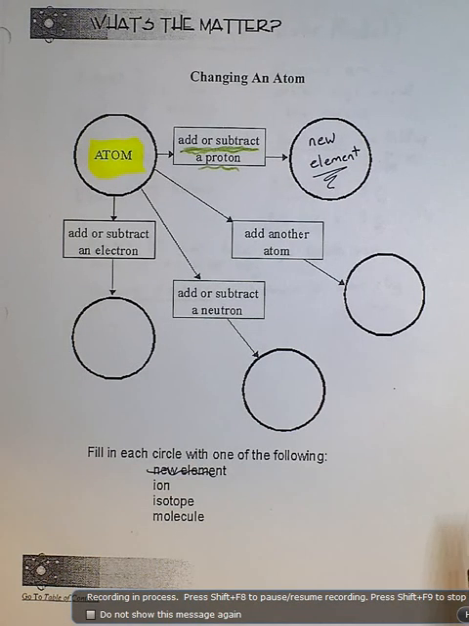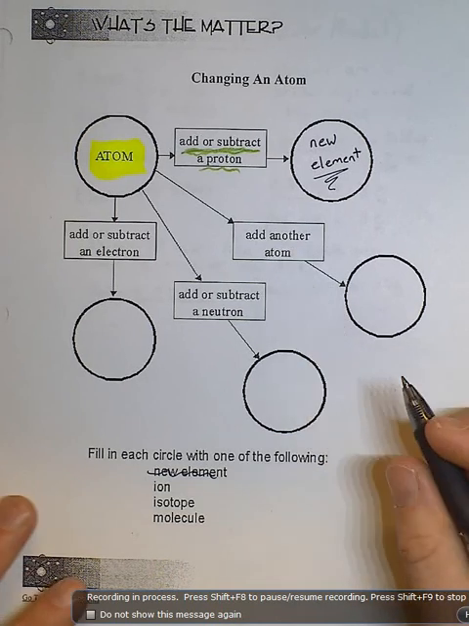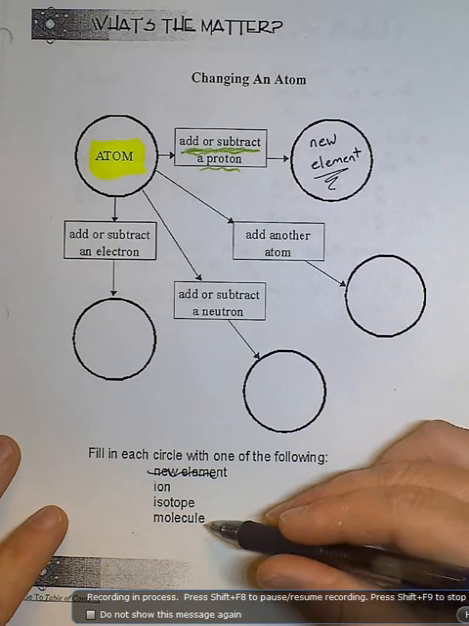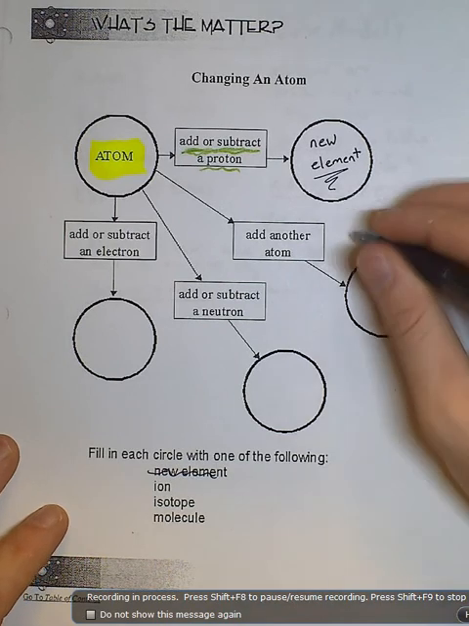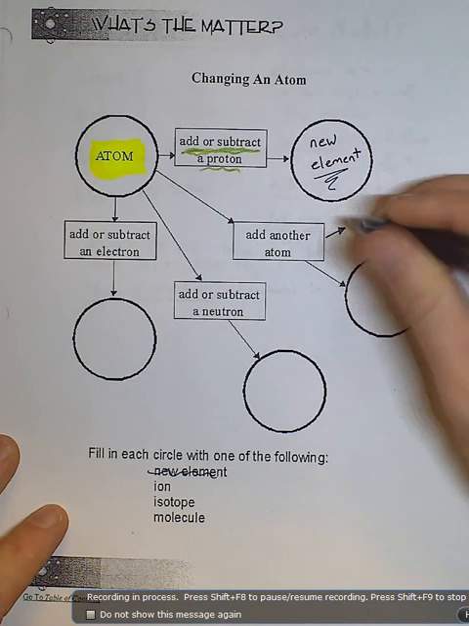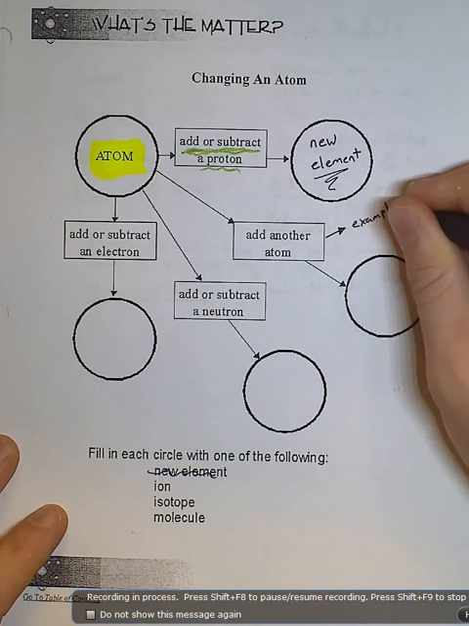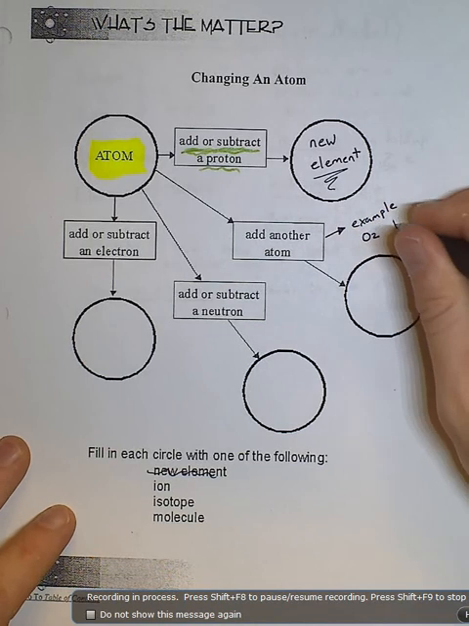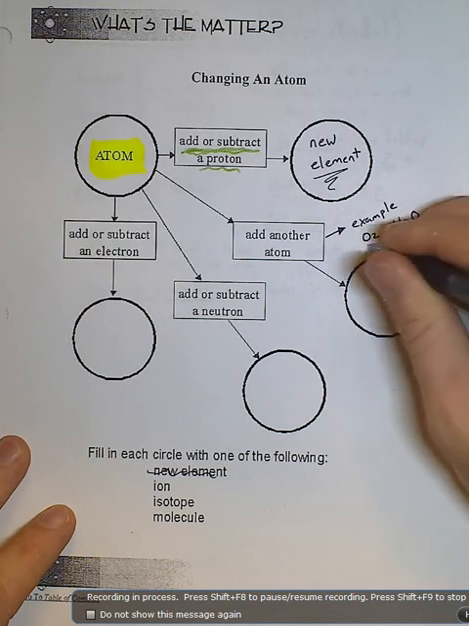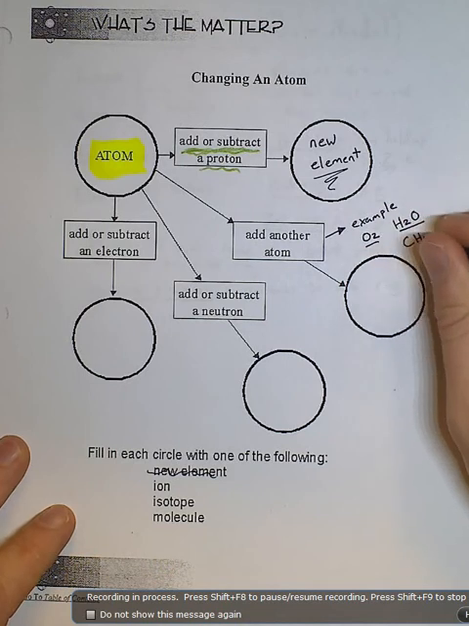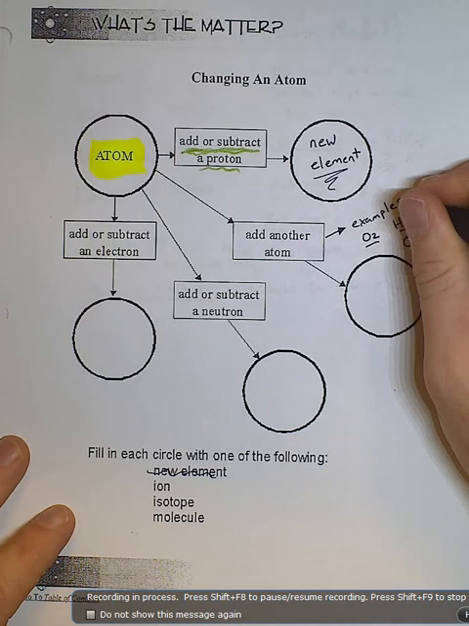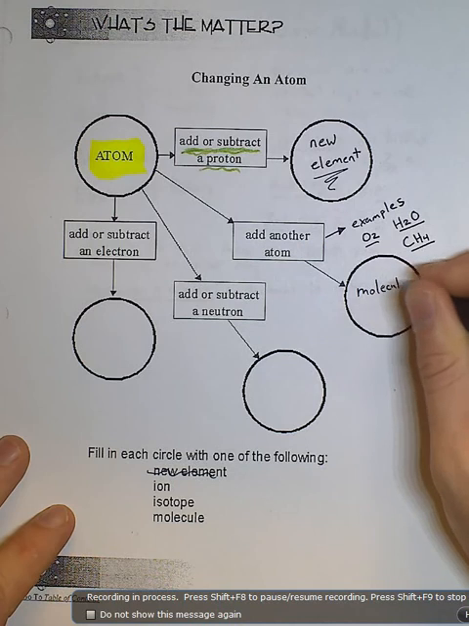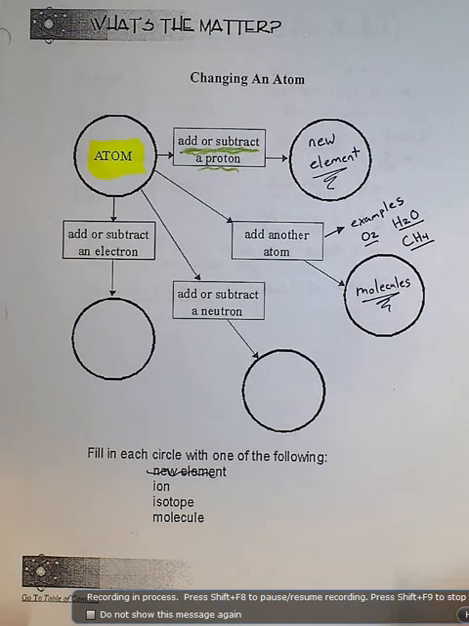If we add another atom, so we start combining atoms, then we're talking about molecules. That's like O2. Not 1 oxygen, but 2 oxygens. Or we start making molecules like H2O or CH4, methane. Examples, so these would be molecules. These are going to be the new ones today.